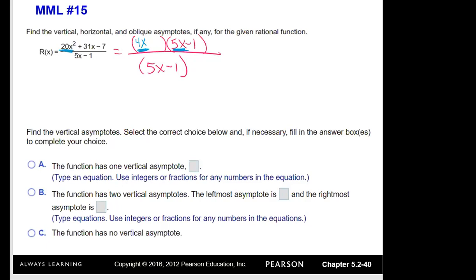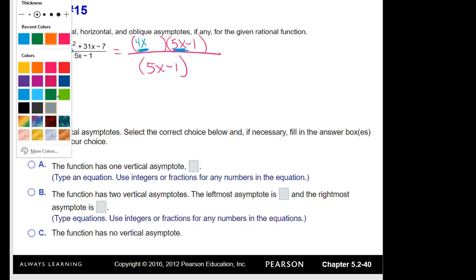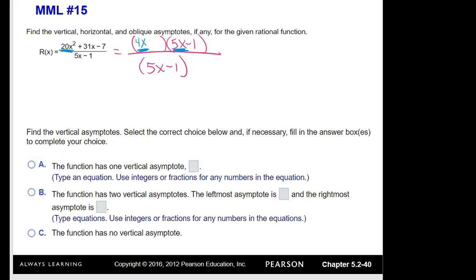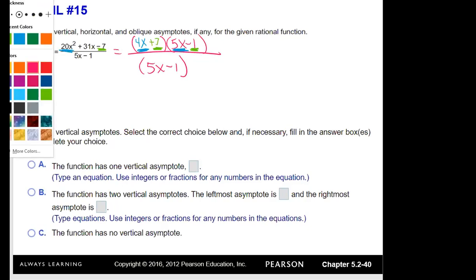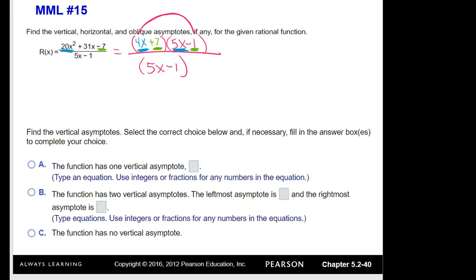And then I look at the other thing. If this is a minus 1, what would have to go right here to give me a minus 7? A positive 7. And now I just double check it. Does that give me the 31 in the middle? When you multiply your outsides, that's negative 4x. When you multiply your insides, that's positive 35x. And when I combine those, yep, that does factor correctly.